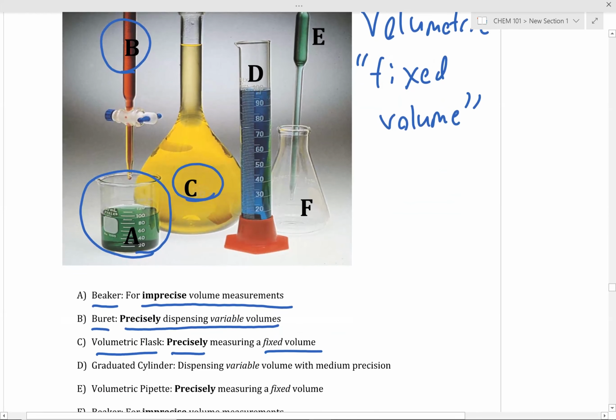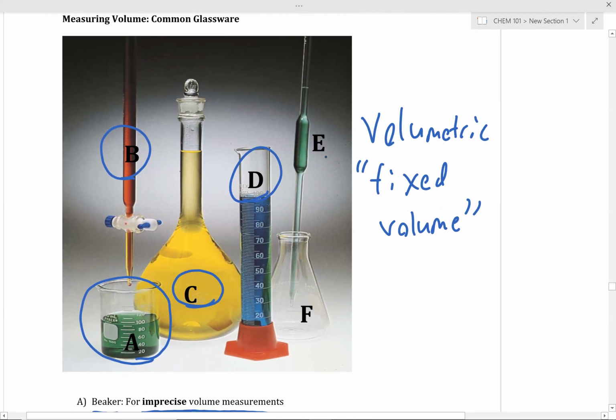Okay. The graduated cylinder, and many students mistakenly think that this device is precise. It's for dispensing variable volumes with medium precision. It has a reasonable level of precision, but it's not as precise as the more specialized pieces of glassware. The graduated cylinder is shown here for letter D. The volumetric pipette, which is shown in green, is designed to precisely dispense an exact volume. It's designed to transfer an exact volume.